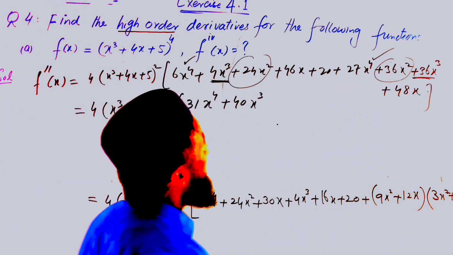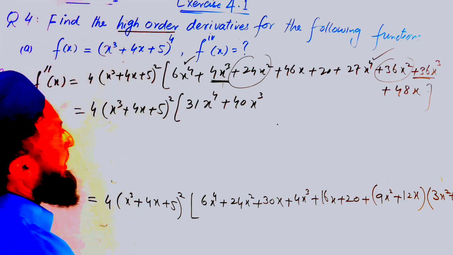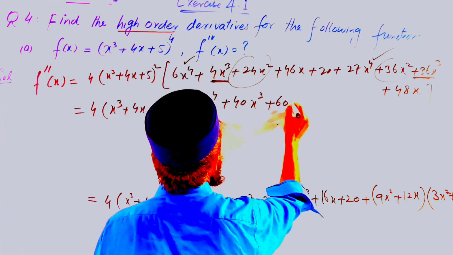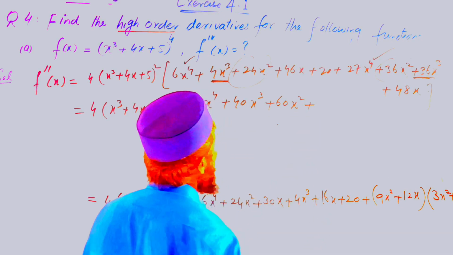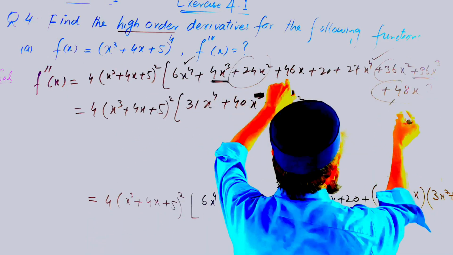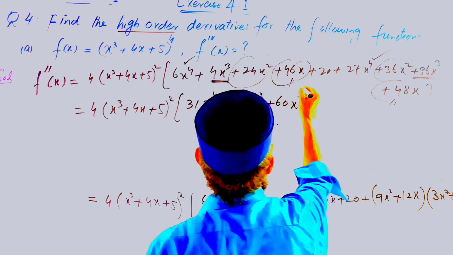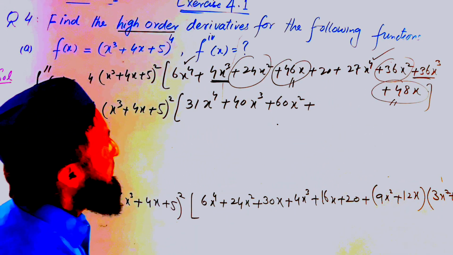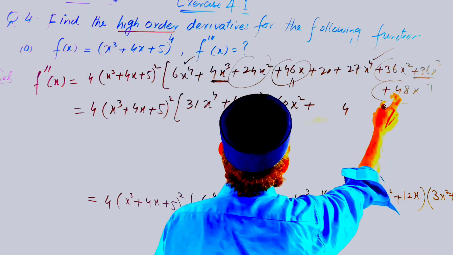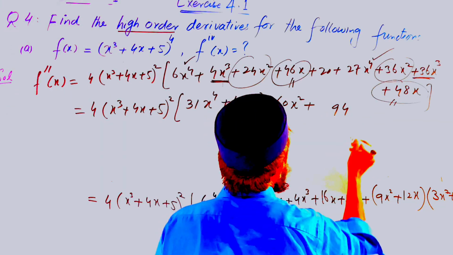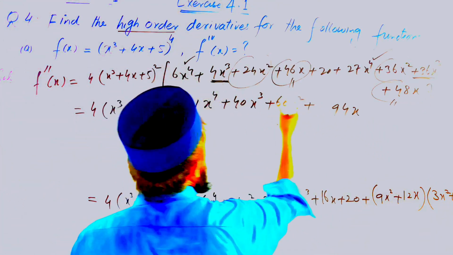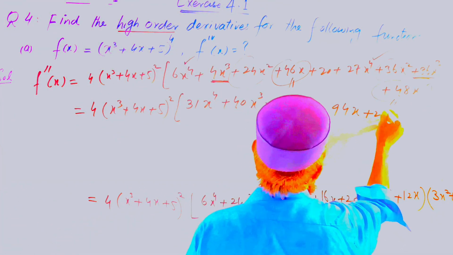We add these terms: 24 plus 36, 60x square, plus x terms, 16 plus 48, and 30, giving 94x, and the constant, what is the constant here, plus 20.